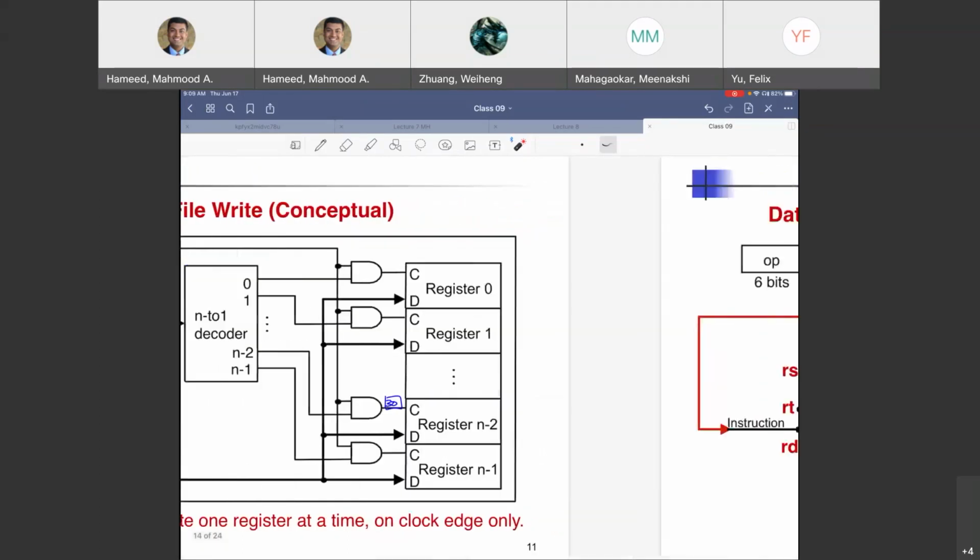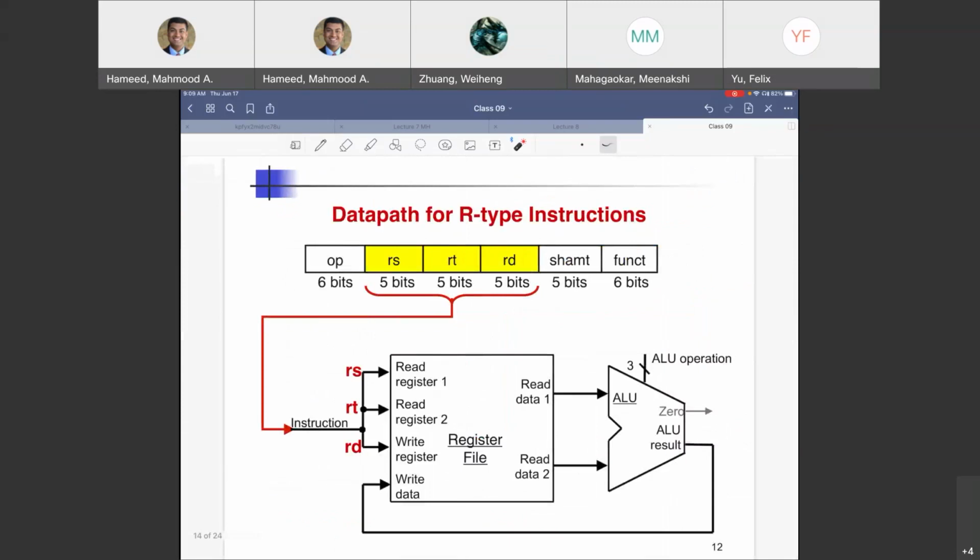No? Okay. Now let's talk about the data path for R-type instructions. We'll try to include those three registers in there. So for an R-type instruction, that is the format of your instruction. 6 bits opcode, RS, RT, RD. Two of them are source registers. One of them is a destination register. Then you have your shift amount and function.